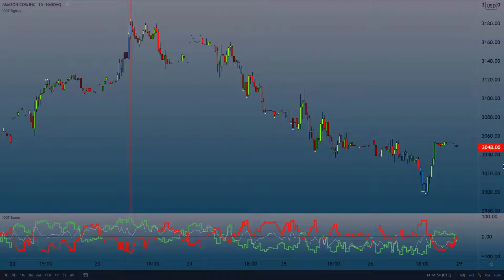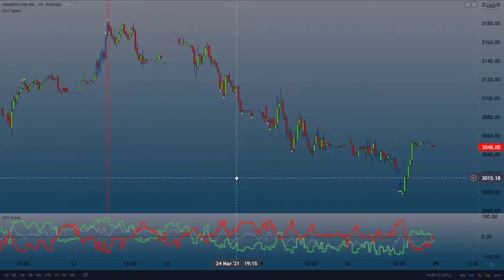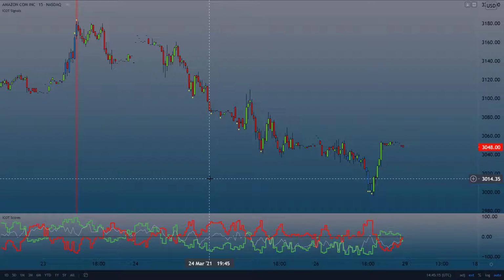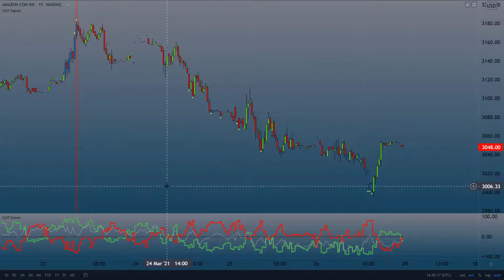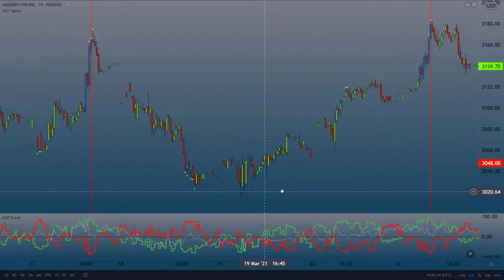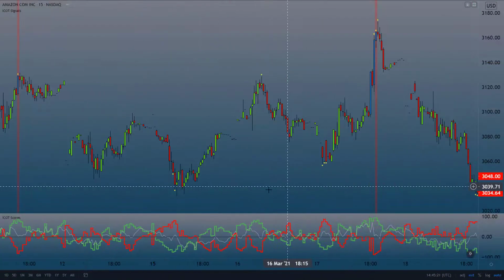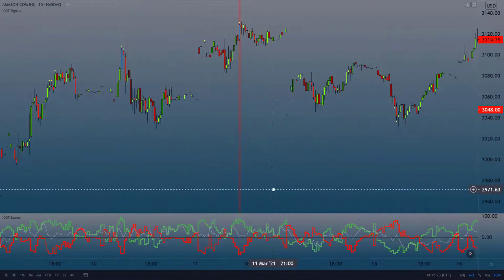So here we have Amazon, and right away you can see it's clear to the eye that we caught the top. We have this beautiful vertical line, the sell signal on the chart right at that top. Now, I can already hear people saying you're just choosing the time and showing only the successful signals. No, this is actually the latest price action. We're doing this video during the weekend. The market is closed.